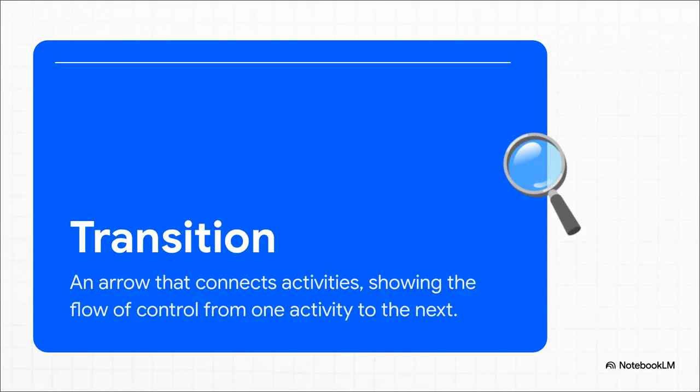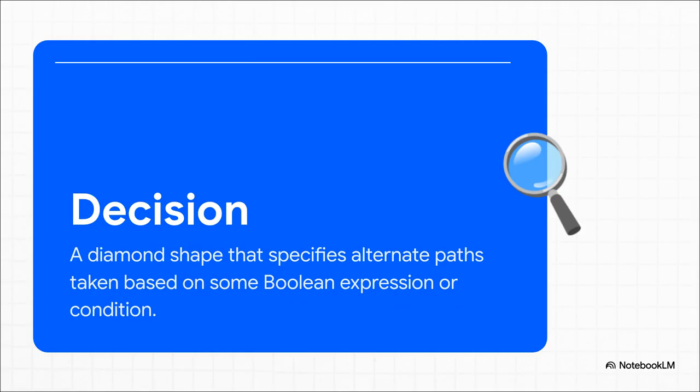So, you've got all these activities. How do we get from one to the next? With a transition. These arrows are literally the pathways on our map. They show you the direction of the flow, guiding you from one completed task to the start of the very next one. But let's be real, workflows are almost never a straight line.